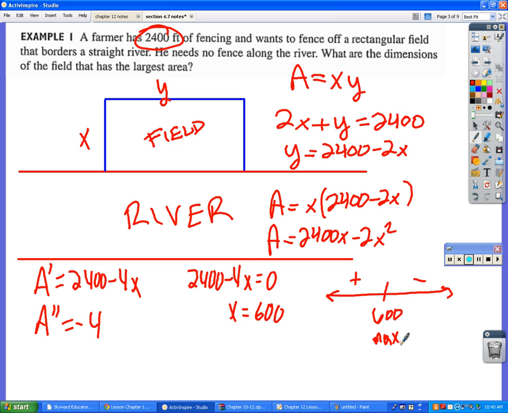Okay, so if x equals 600, then y equals what? 1200. You get that by plugging x into there somewhere. And so those are the dimensions of the field that will give you the maximum area. Okay?